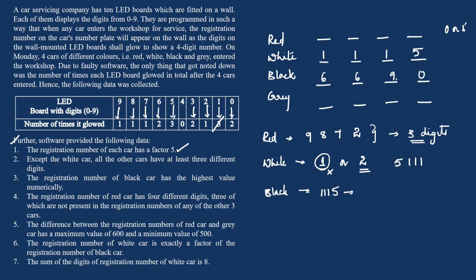Now 1115 into 8, 8920. Again 8920. So the registration number of red car, sorry, of black car cannot have 892, 3 of these 4 digits. Okay. Now 1115 into 9, 10,035, which is also not possible. So I can say that the registration number of black car is 6690 for sure.